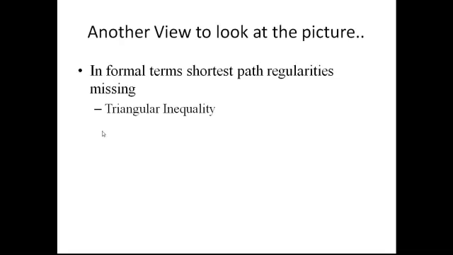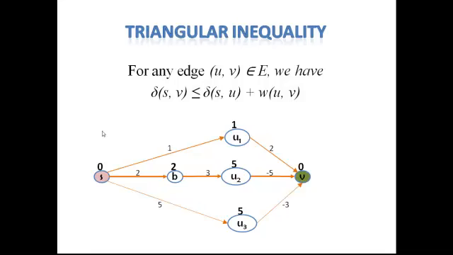So in formal terms, we can say that shortest path regularities are missing in the minds of the learners. This includes the property named triangular inequality. It states that for any edge uv that belongs to the set of edges of a graph, the shortest path from s to v would always be less than or equal to the shortest path from s to u plus the edge weight of u to v.